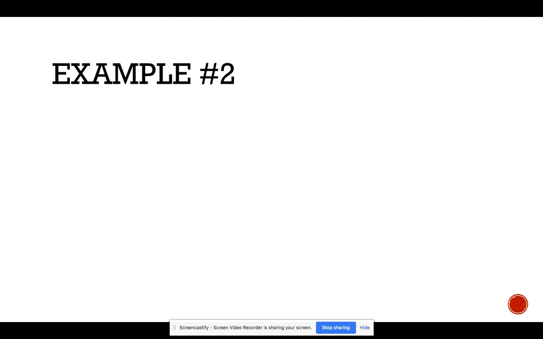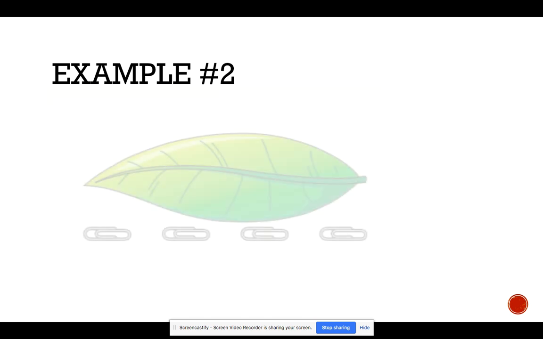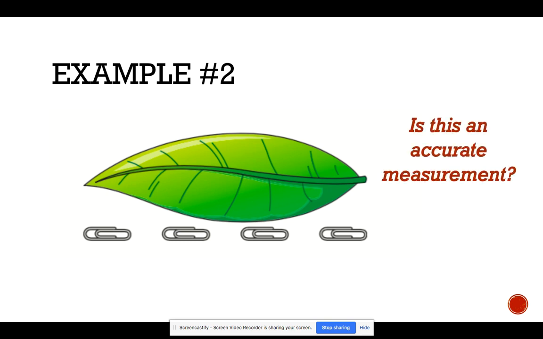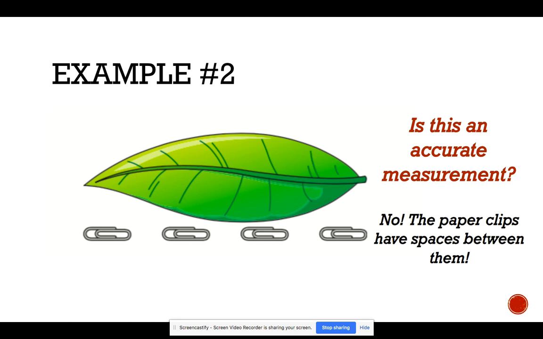Let's check out example number 2. In example number 2, we have a leaf and then we have paper clips. Is this an accurate measurement? No, the paper clips have spaces in between them. We could almost fit another paper clip inside of those spaces. So this is not an accurate measurement. We cannot have spaces.